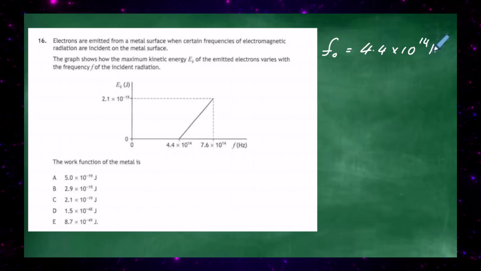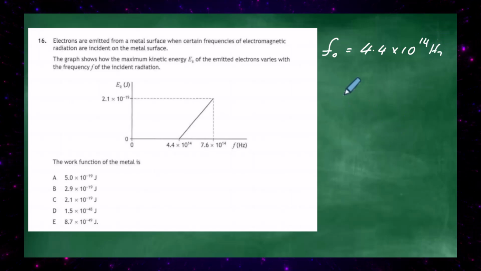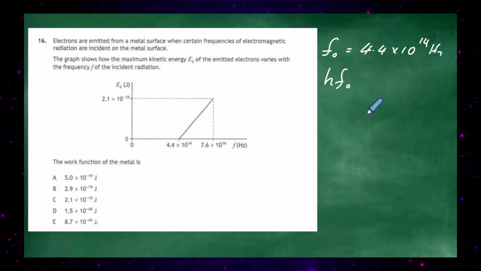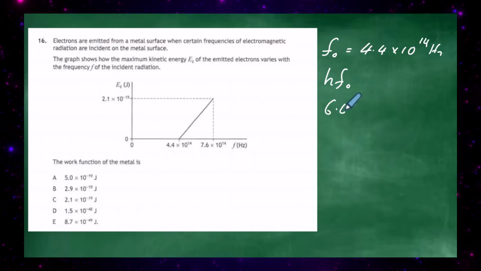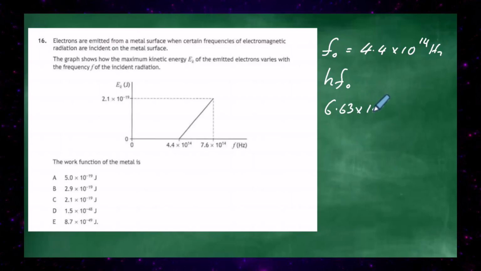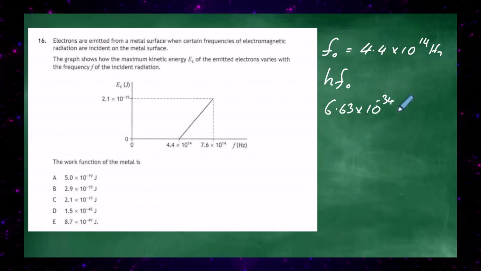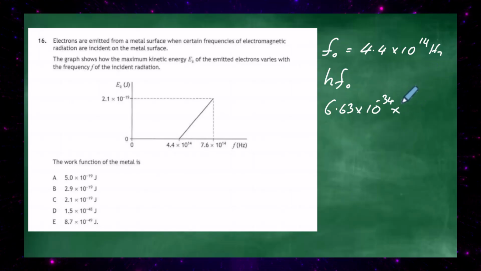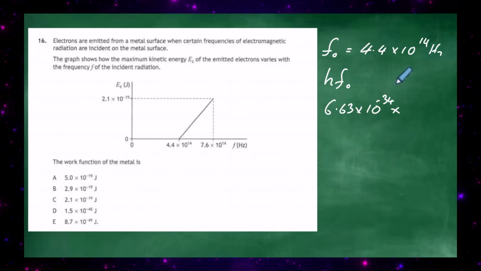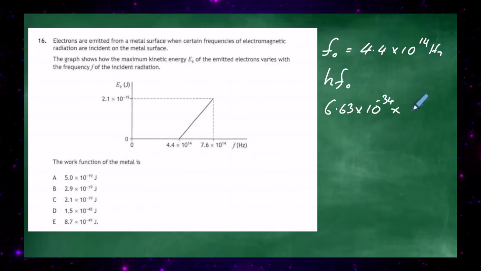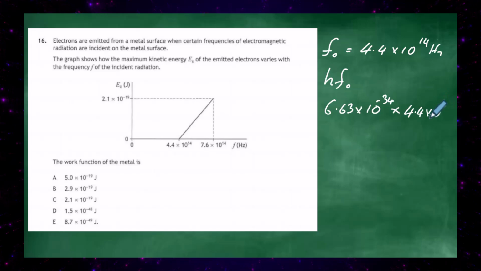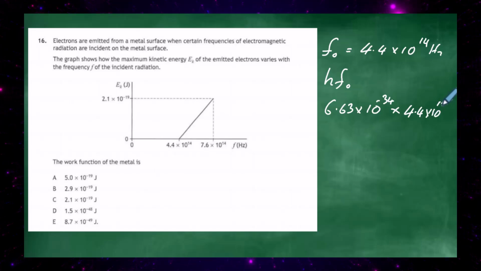That's the threshold frequency. So to find the work function is simply hF0, where h is Planck's constant. So the work function is going to be 6.63 times 10 to the minus 34 multiplied by the threshold frequency. You're really finding the energy of the photon which is going to eject an electron with no kinetic energy. So we'll multiply that by that threshold frequency, 4.4 times 10 to the power 14.